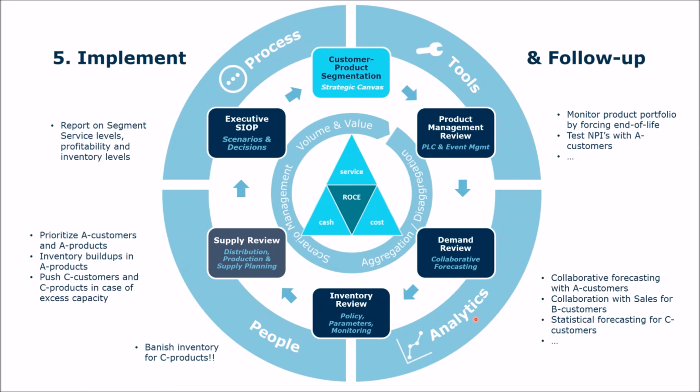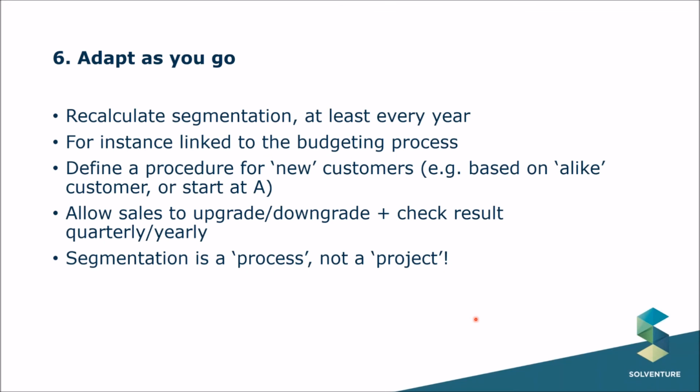And the last step, step 6, is to adapt as you go. You have to recalculate. You have to redo that segmentation recalculation at least every year. And you also have to define a process for new customers, because if a new customer arrives, in which category are you going to put that specific customer? In which box is he going to end up?